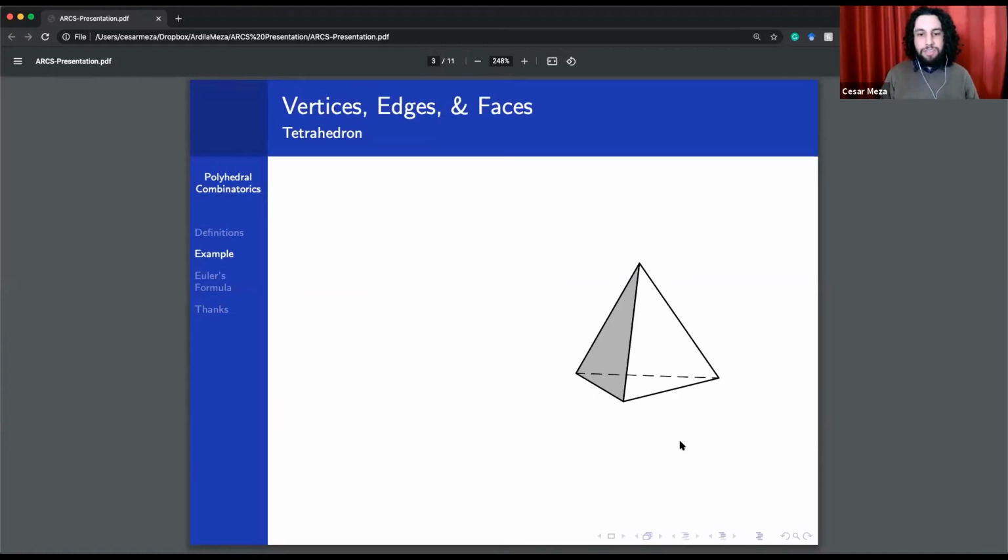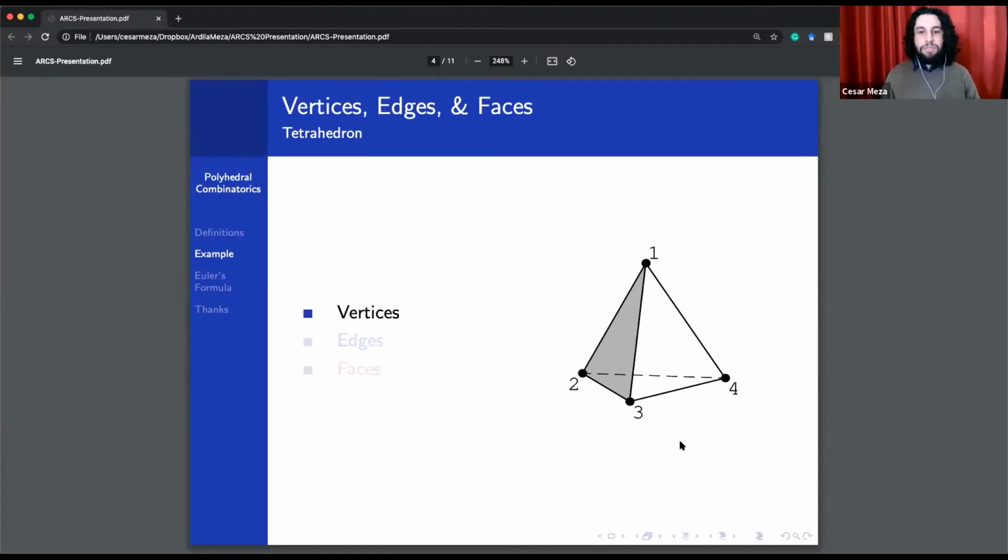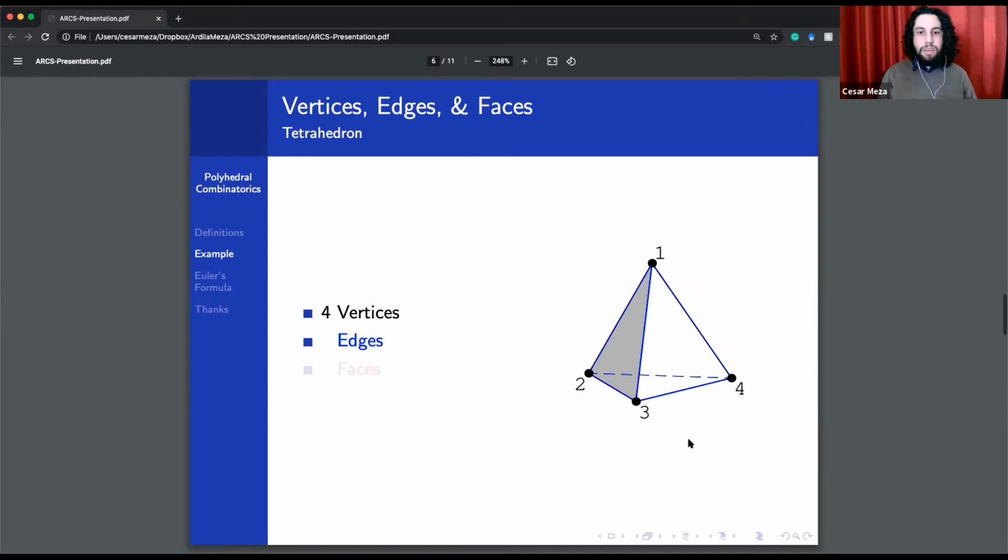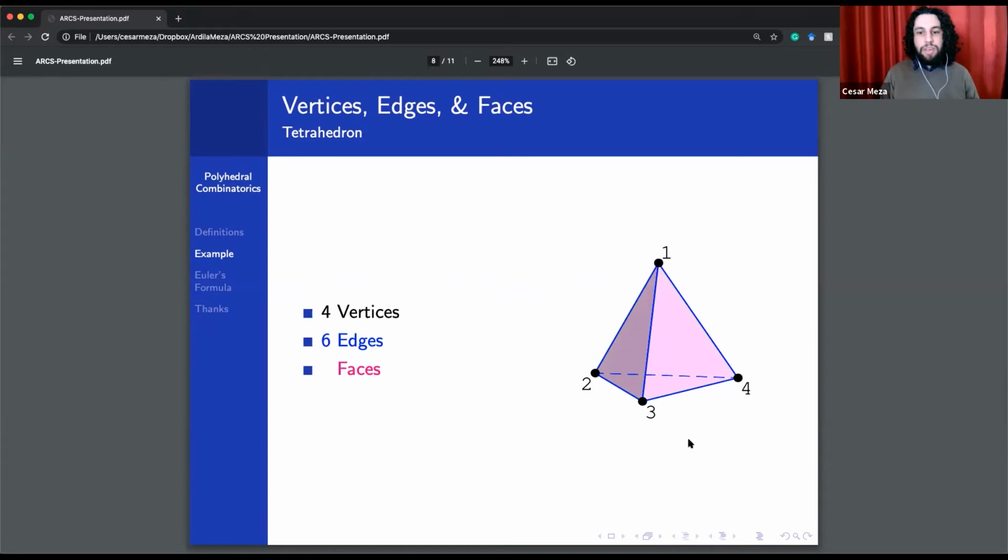Here we have a tetrahedron. First, we have vertices, which are the corners of the polyhedron. In this case, there are 4. We also have edges, which are the segments connecting the vertices. In this case, there are 6. There's 3 vertical edges and 3 at the base. And finally, we have faces, which are the flat sides of the polyhedron. In this case, there are 4. 2 at the front, 1 at the base, and 1 in the back.